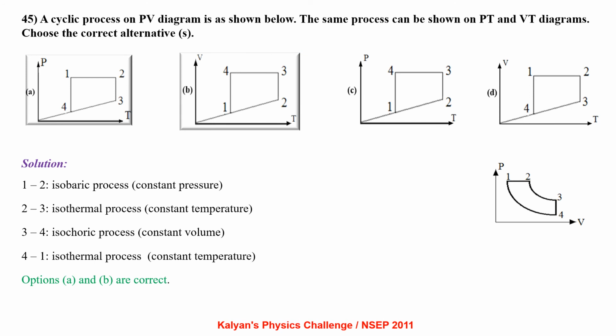A cyclic process on a PV diagram is as shown below. The same process can be shown on PT and VT diagrams. Choose the correct options from the given graphs. 1 to 2 is an isobaric process, pressure is constant. 2 to 3 is an isothermal process, temperature is constant. 3 to 4 is an isochoric process, volume is constant. 4 to 1 is an isothermal process, so temperature is constant again. So A and B are correct options.